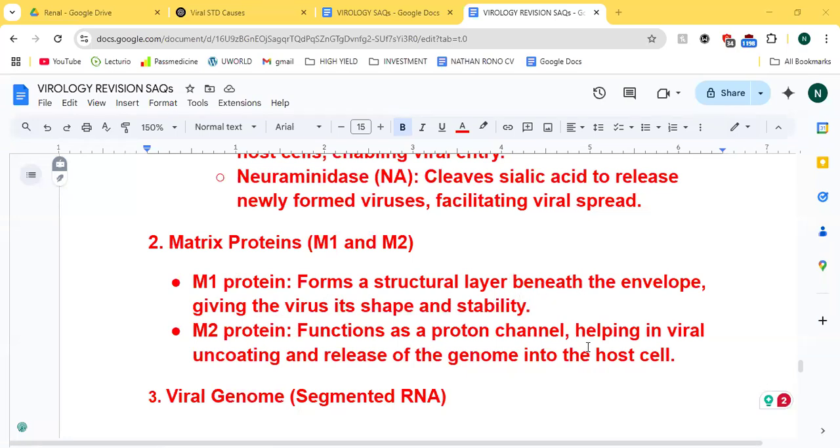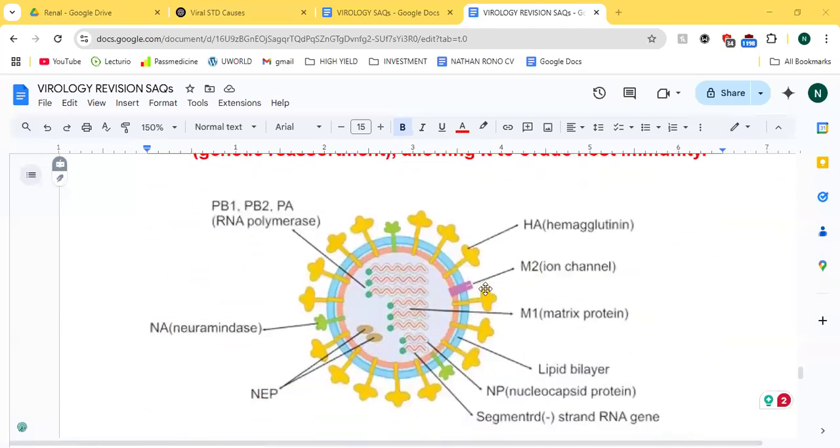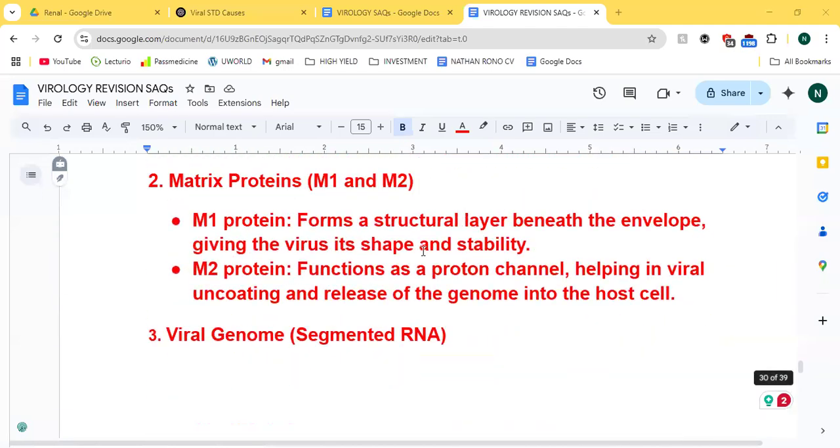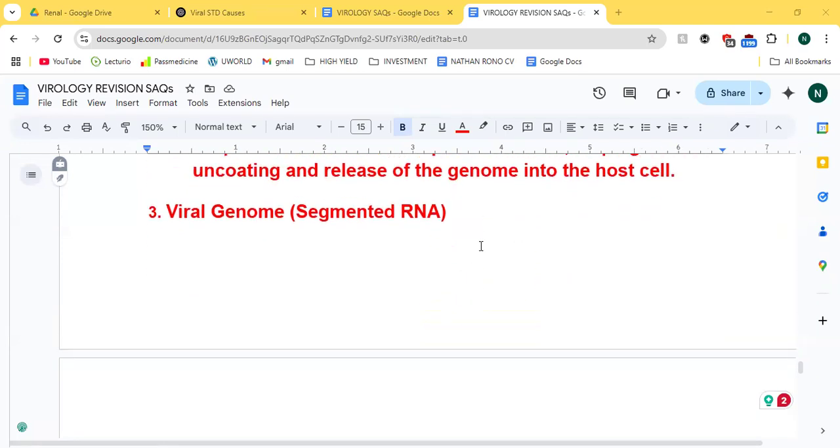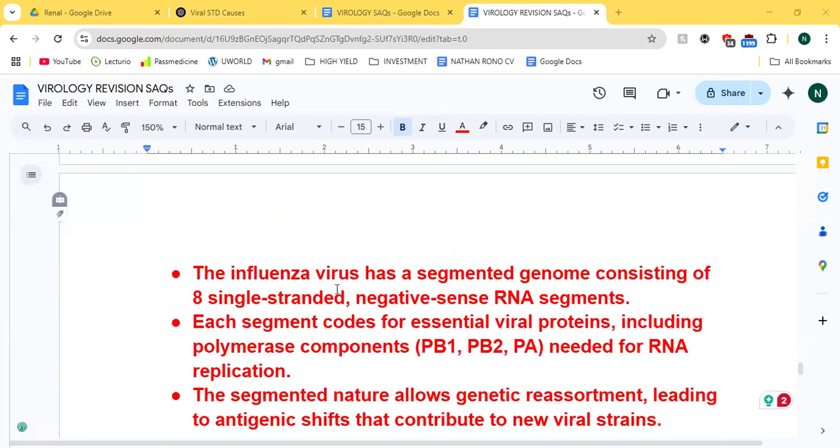M2 is the channel, this one. See this one? It's an ion channel. It functions as a protein channel, helping in viral uncoating and release of genome into the host cell. Then we have the segmented RNA, usually 8. I want you guys to tell me, what are the other segmented viruses?